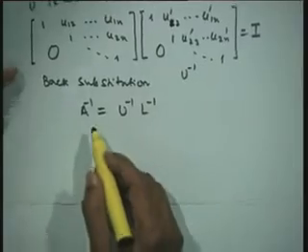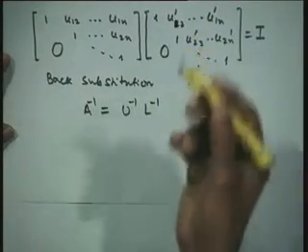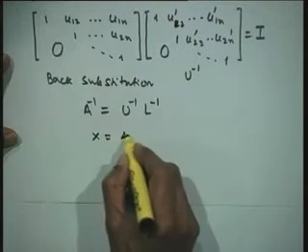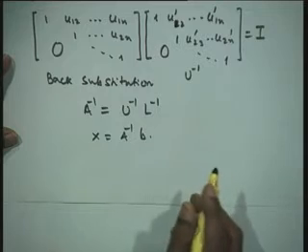Now, this can be used to just keep the inverse of the matrix, or it can also be used for finding the solution of the system. If we are solving a system of equations, we can use this as x is equal to A inverse B, if we need the solution of the equations Ax is equal to B.